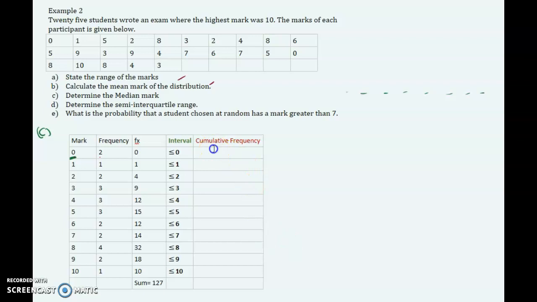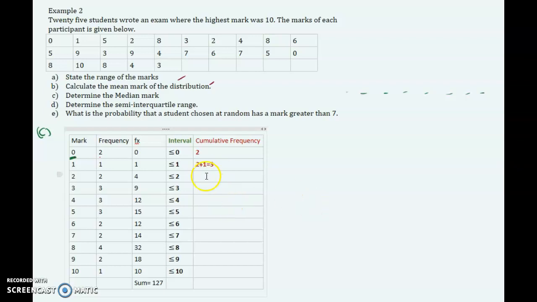Now the cumulative frequency column is actually the sum of this second column here, right? So the first value would be 2, because that's the first value here, 2. And the next value would be 2 plus 1. Now, you don't need to write all of this. I'm just going through this because I'm teaching.